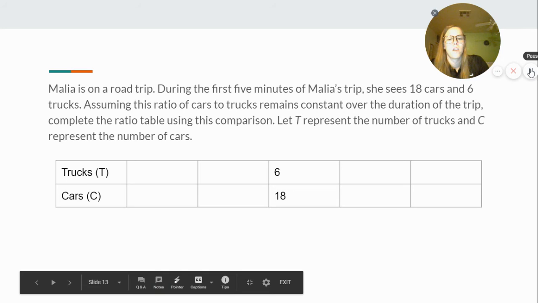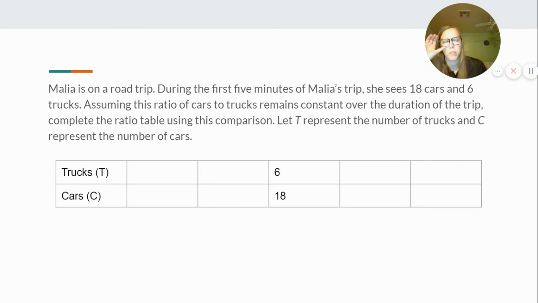All right. Go ahead and work on this one on your own. Hit play when you're ready to see the answers. So first you want to fill in the ratio table and then write the equation.